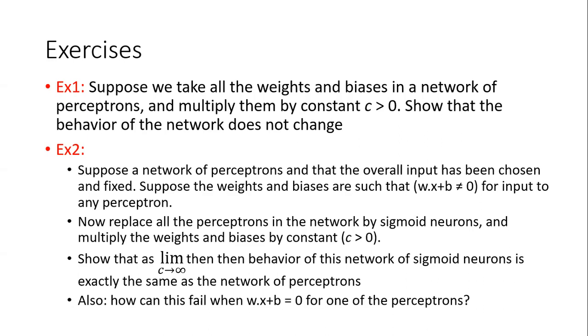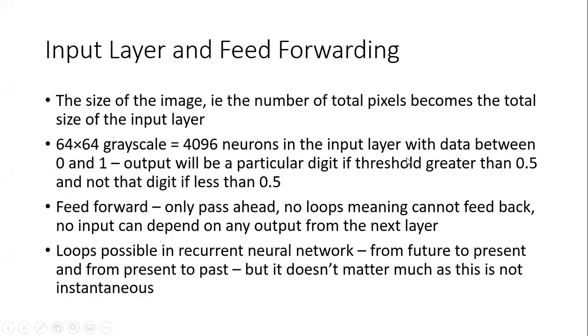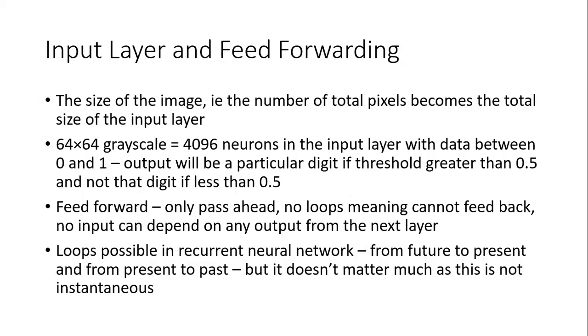Yes, sir. The same question can come in the exams as well, so please be careful. Also, how can this fail when Wx plus B equals zero? Sir, the output will be 0.5. How will it be 0.5? Sir, see, 1 over 1 plus e to the power minus 0. That becomes 1, so 1 over 1 plus 1, so 1 over 2. Okay, point five.